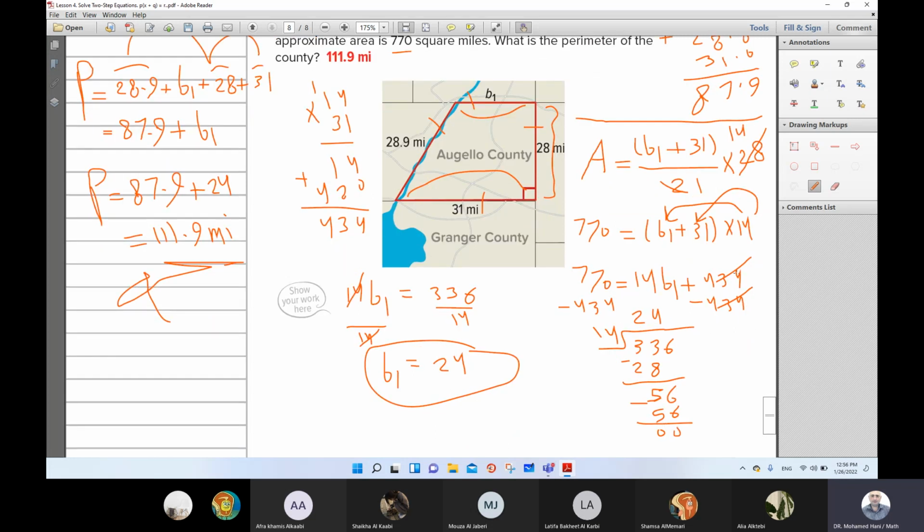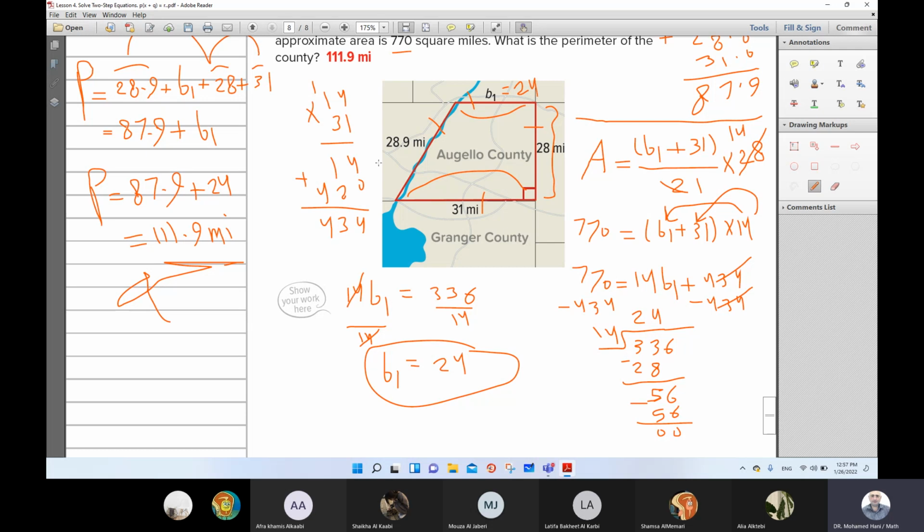To solve this equation, try to remove the constant. So add the inverse of this constant will be negative 434 to the two sides. 434 minus 434 will be 0. It means here 14 B1, and 770 minus 434 will be 336. So you can remove the coefficient from this side. 14 divided by 14 remains B1, and 336 divided by 14 you will get 24. Now we know the missing value, B1 equal 24.